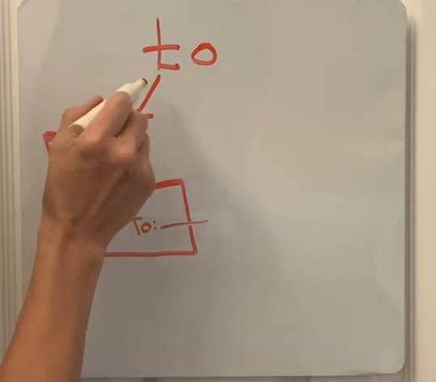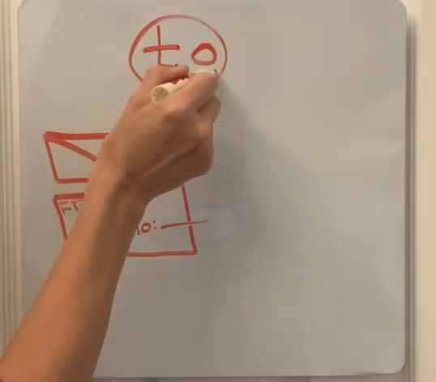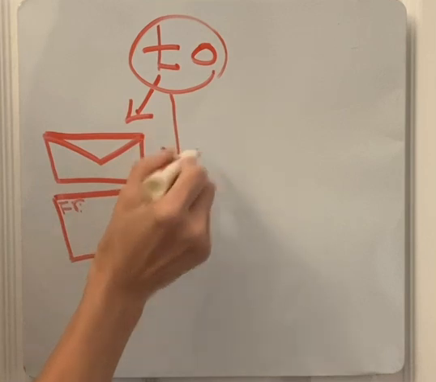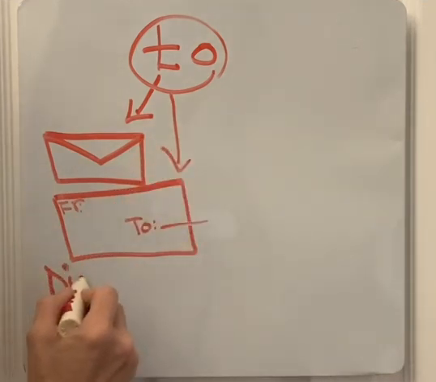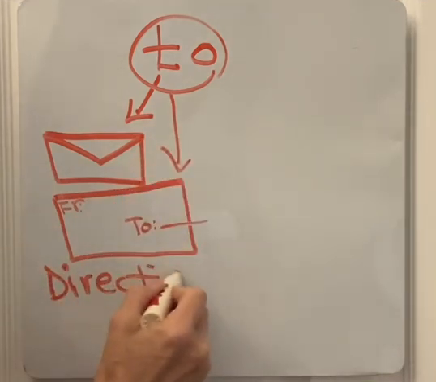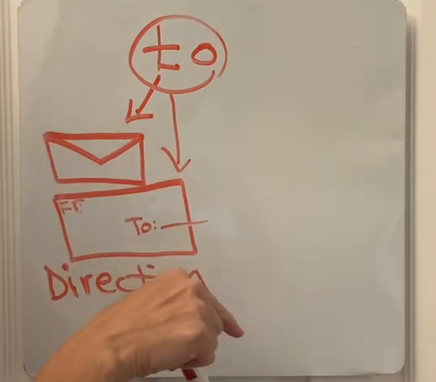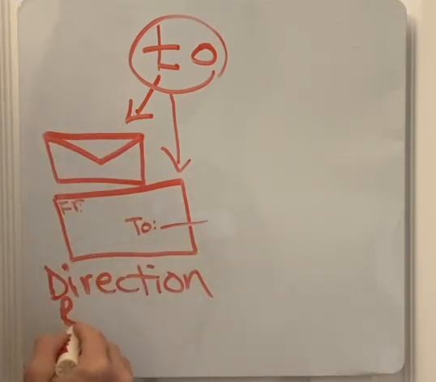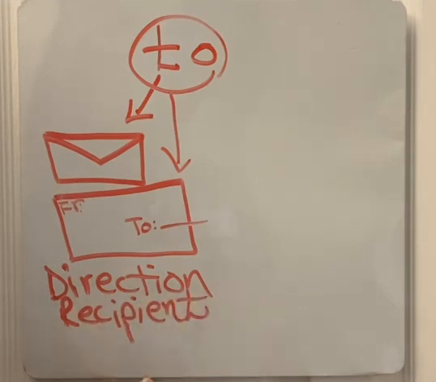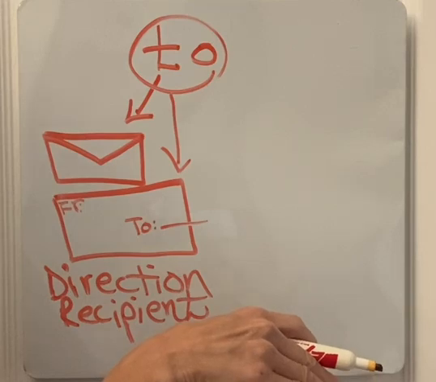So we use this two-letter word to show direction. Direction. It's going a certain way. It's going to a recipient. Recipient. It shows a certain direction, or there's a recipient because it's going somewhere.